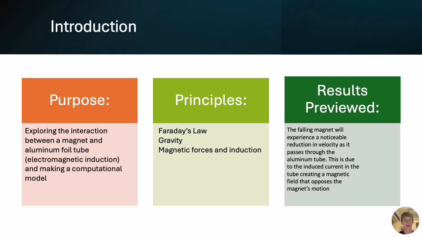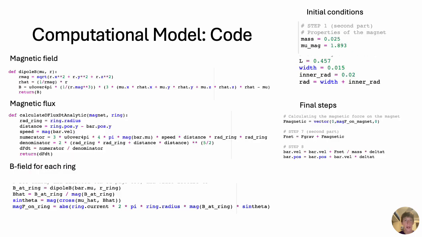Some of the results previewed: the falling magnet will experience a noticeable reduction in velocity from the force of the induced current in the tube around the magnet, and that works to stop the magnet's motion.